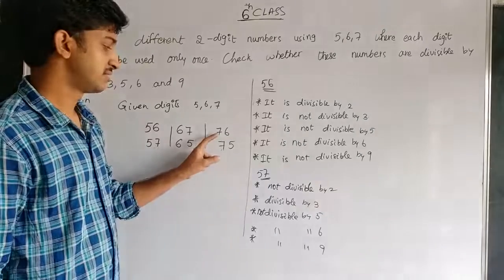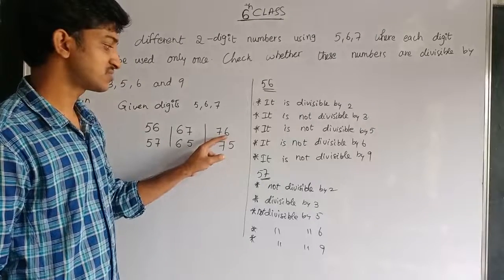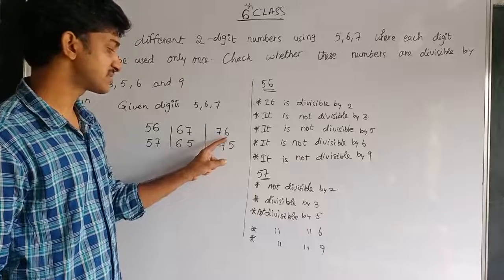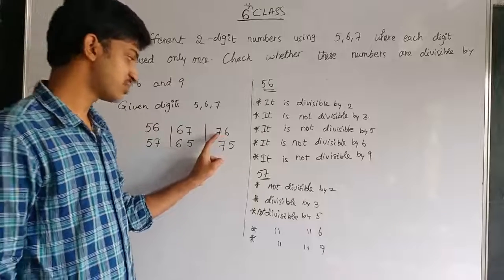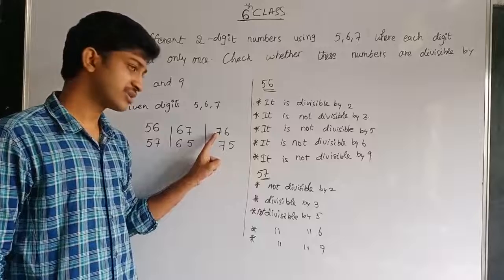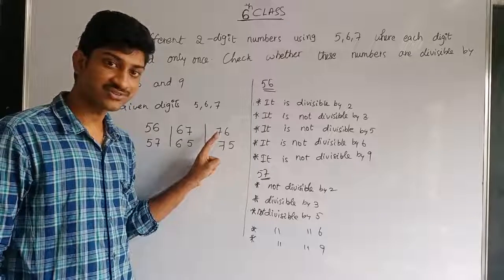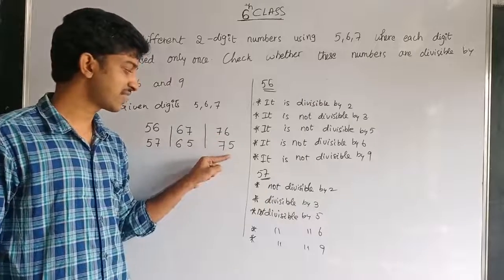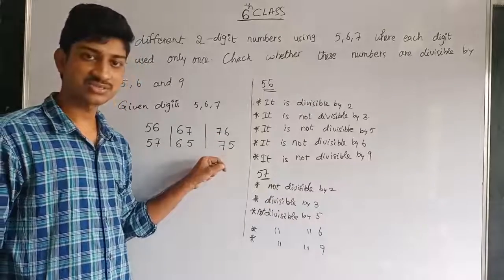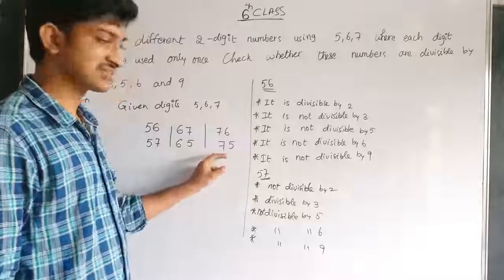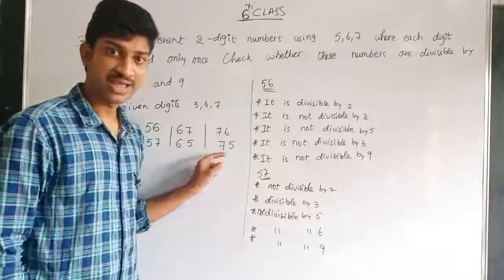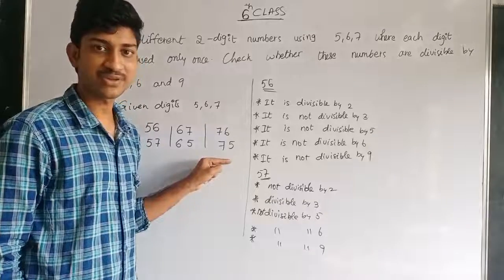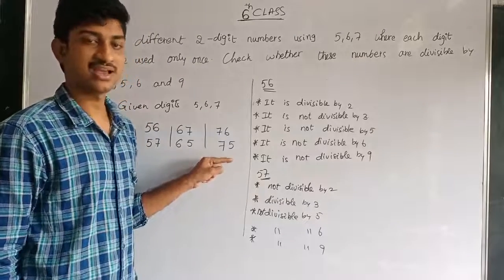76. Here 6 is in the ones place, so this number is divisible by 2. And if you add these two numbers, 7 plus 6 is equal to 13, so it is not divisible by 3, and it is also not divisible by 5, not divisible by 6, and not divisible by 9. 75: if you add 7 plus 5, we get 12 as the answer, so it is divisible by 3, and it is also divisible by 5. It is not divisible by 6 because it is not divisible by 2, and also it is not divisible by 9.